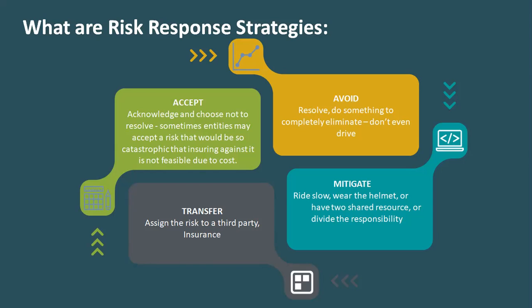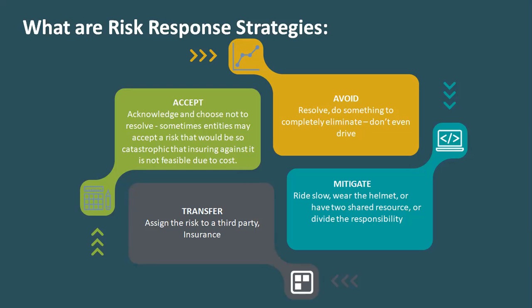Mitigate. An example: when I said 2 people might drop off, we can mitigate it by replacing these 2 resources with other resources which will have a much lesser probability of dropping off. We can mitigate that risk. Transfer.